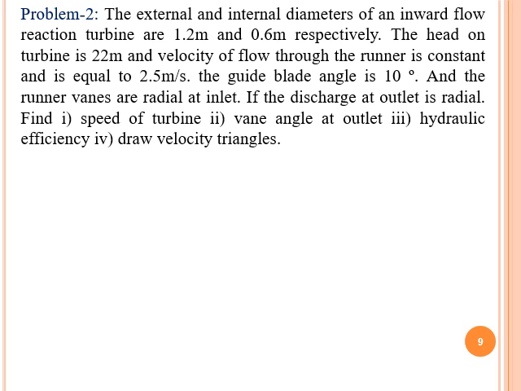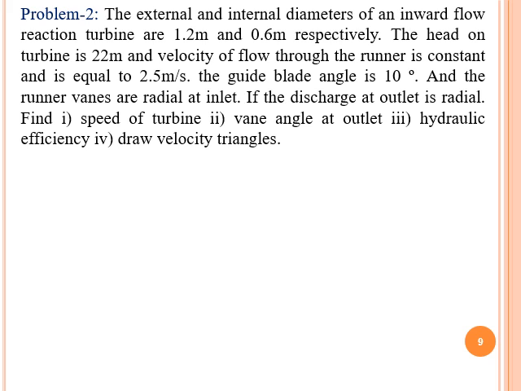So this was the inward flow reaction turbine. That means inlet of the fluid is taking place at the outer circumference of the runner and exit will take place at the inner radius of the runner. So the external diameter is taken as D1 and internal diameter is taken as D2. Here D1 is equal to 1.2 meter and D2, diameter at exit, the internal, is equal to 0.6 meter. The head on the turbine is 22 meter, H is equal to 22 meter.